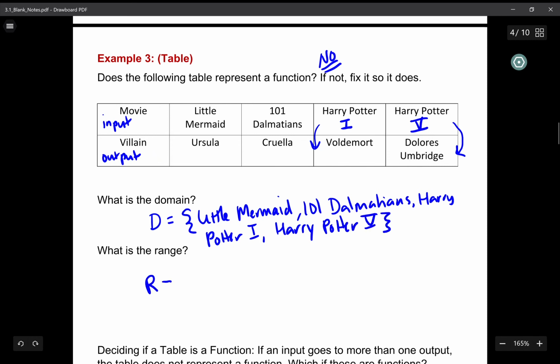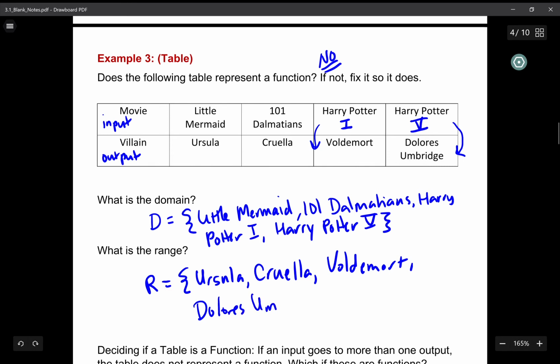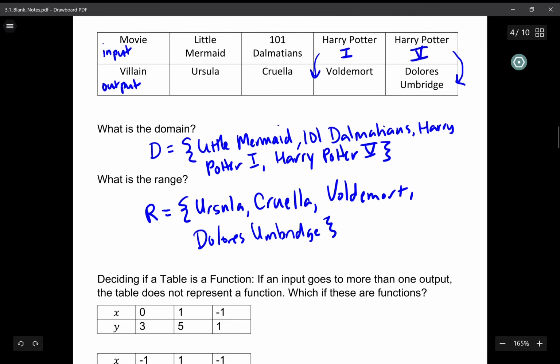And my range is going to be Ursula, Cruella, Voldemort, and Dolores Umbridge. All right, so we took a table that was just a relation and not a function, and we fixed it so that it became a function.